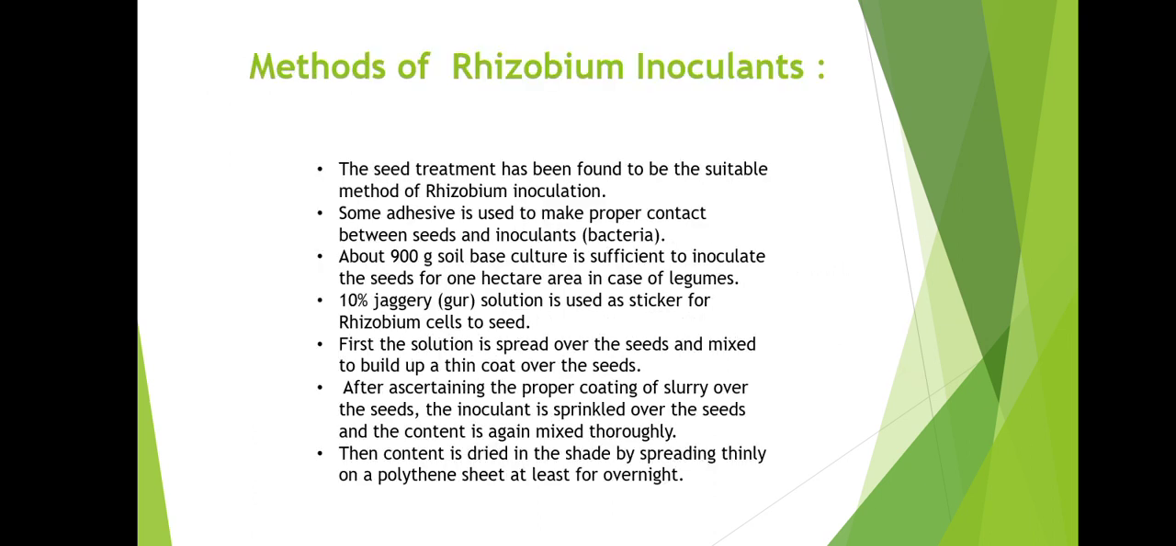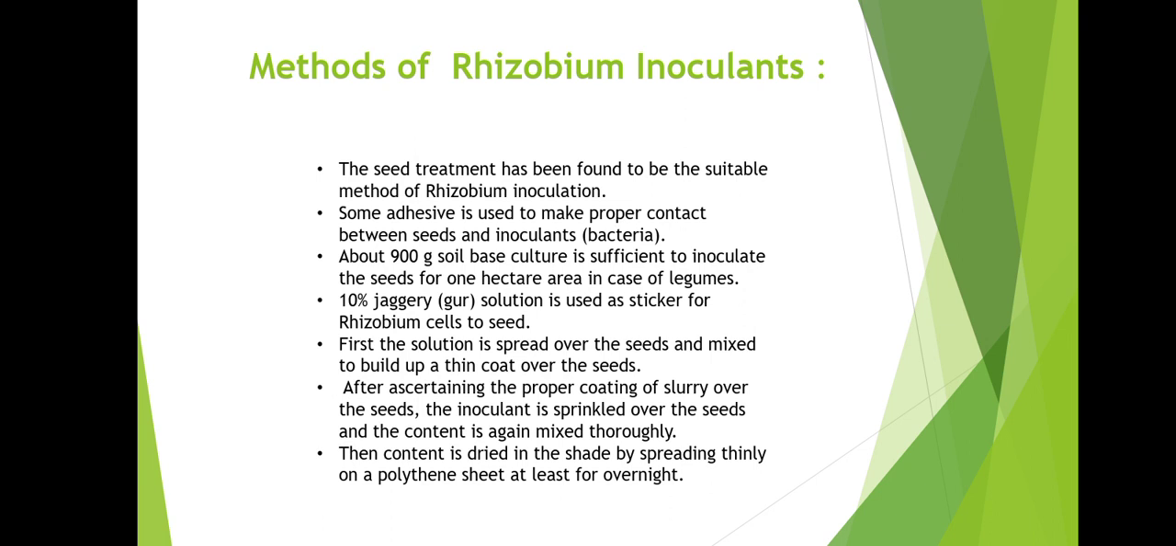Methods of Rhizobium inoculants. Seed treatment has been found to be the suitable method of Rhizobium inoculation. Some adhesive is used to make proper contact between seeds and inoculants, that is bacteria. About 900 grams of oil-based culture is sufficient to inoculate. A 10% jaggery solution is used as a sticker for Rhizobium cells to seed.